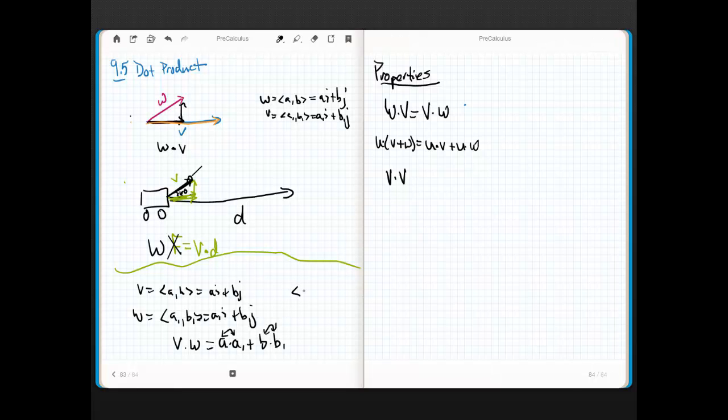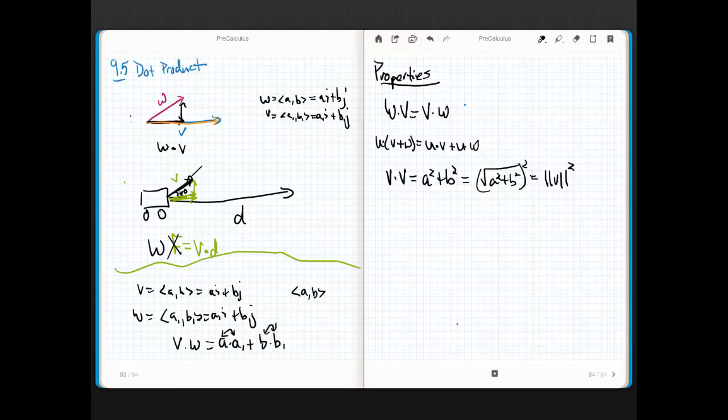Well, again, let's just let v equal (a, b), okay? So do you agree that if I dot v with itself, isn't that just a squared plus b squared, which is really the square root of a squared plus b squared, squared, right? And what do we know that the square root of a squared plus b squared is in terms of vectors? Well, it's the magnitude of v squared. Now that's going to be useful for us when we prove something, which is actually a really cool theorem.